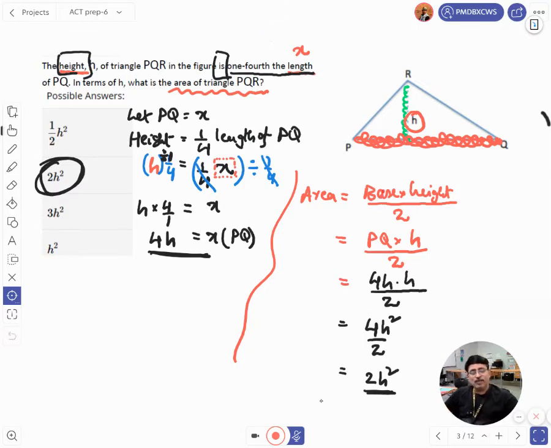Then area is base times height over 2. Then I just plugged in these values. Then I got 2h square. Okay, questions on this, please. Really quick. You may type your questions in the comment box, please.